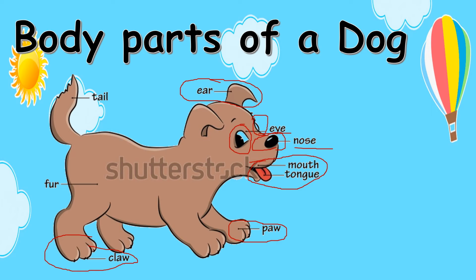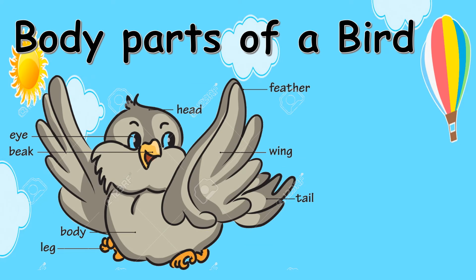Pag nasa likod, claw. And then, of course, ano yung body covering ng dog? Ay fur. Alright? Fur. And then, we have the tail. Okay? So, body parts of a dog. Remember that, ha? Okay, next one we have.